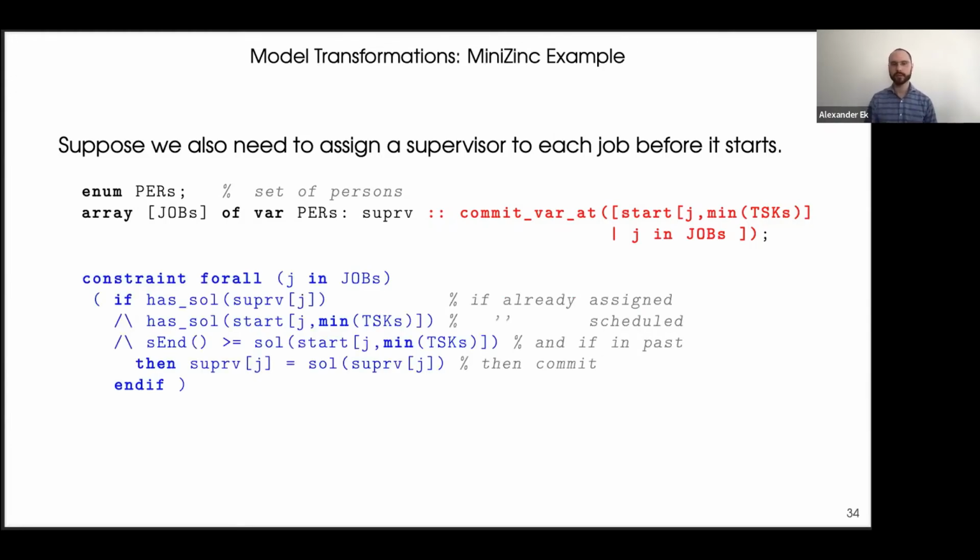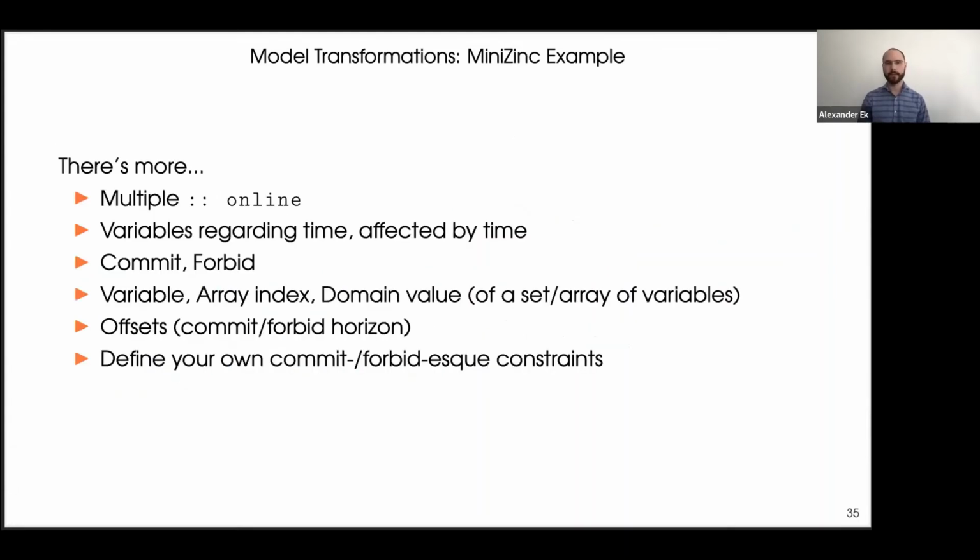How does this look in actual constraint form? Basically, if already assigned, and if already scheduled, and if in the past, then commit. And notice that we don't have any forbid statement here, because it's just not needed: we're always free to use all the persons, and the job cannot change weirdly. So it follows the rules quite nicely here.